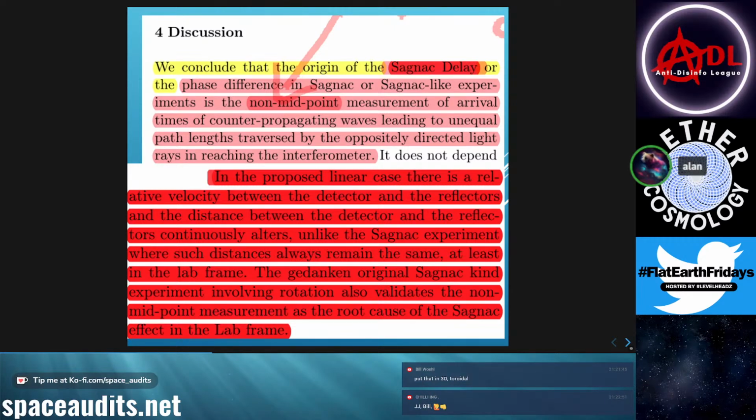And they even go on to say here, in the case of the relative velocity between the detector and the reflector, the distance between the detector and the reflector continuously alters, unlike the Sagnac experiment, where the distances always remain the same as in the lab frame. In the thought experiment, the original Sagnac kind of experiment involving rotation also violates the midpoint measurement as the root cause of the Sagnac effect in the lab frame.